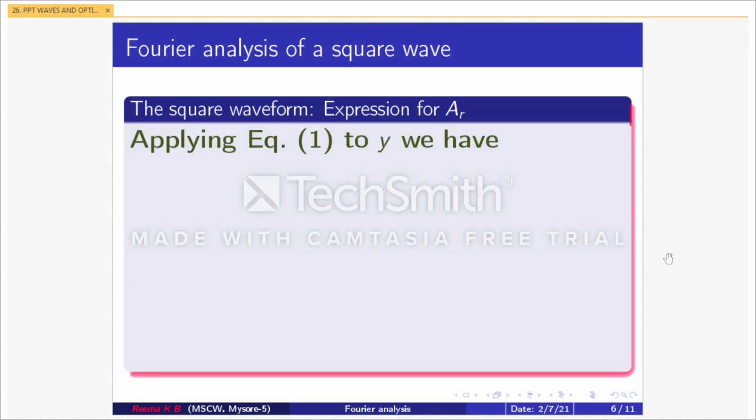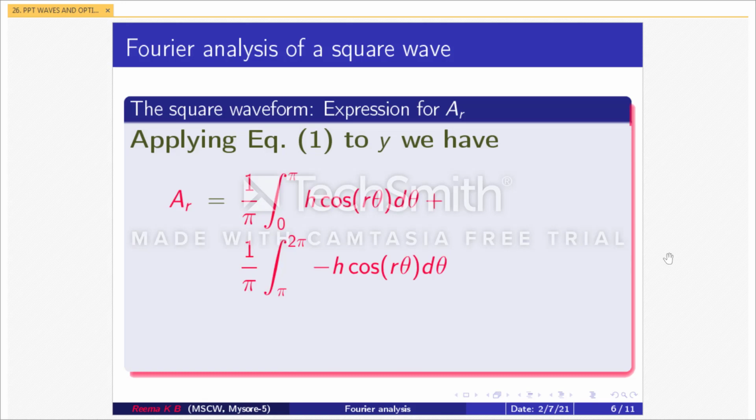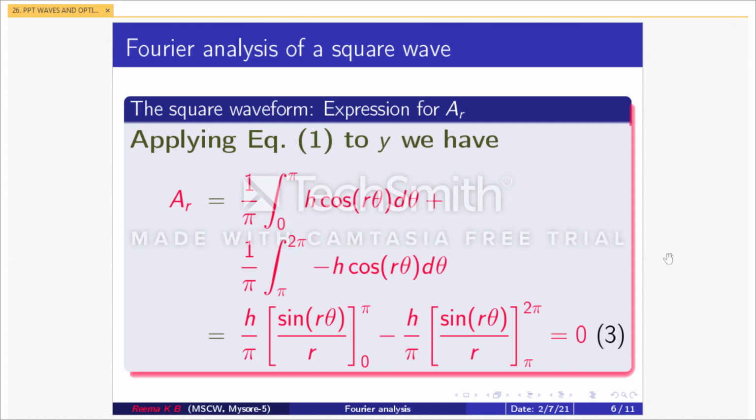Applying equation 1 to y, we have AR is equal to 1 over pi integral between the limit 0 to pi H cos of r theta d theta plus 1 over pi integral between the limit pi to 2 pi minus H cos of r theta d theta. This comes out to be H by pi of sin r theta by r, evaluated between the limit 0 to pi, minus H by pi of sin of r theta by r, once again between the limit pi to 2 pi, and this comes out to be 0. Let's consider this as equation 3.